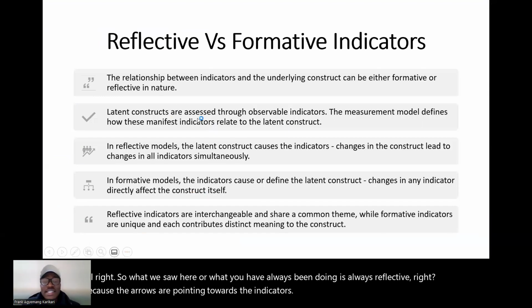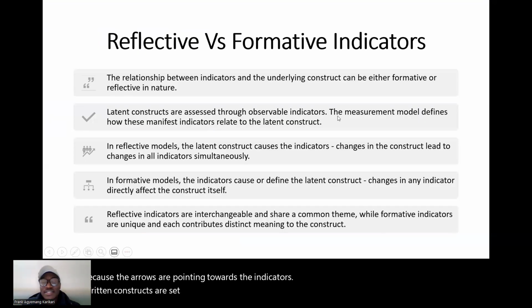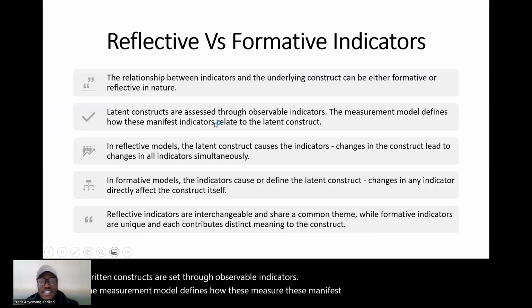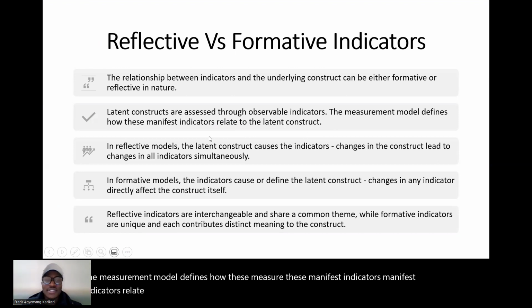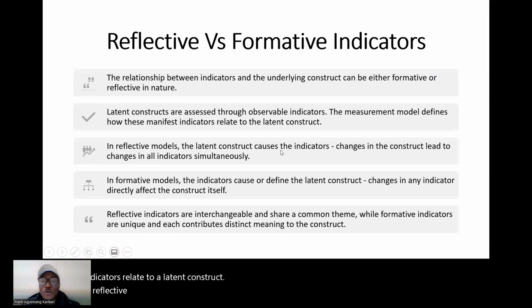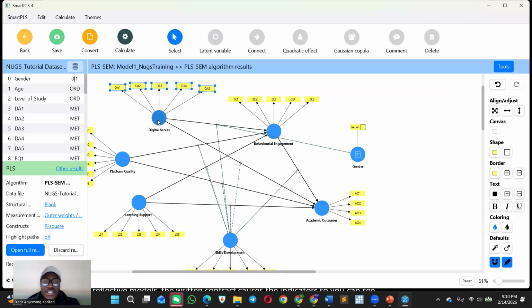Latent constructs are assessed through observable indicators. The measurement model defines how these manifest indicators relate to a latent construct. In reflective models, the latent construct causes the indicators. So you can see that this moves towards that. So this causes that, this causes that. That is the causal relationship.